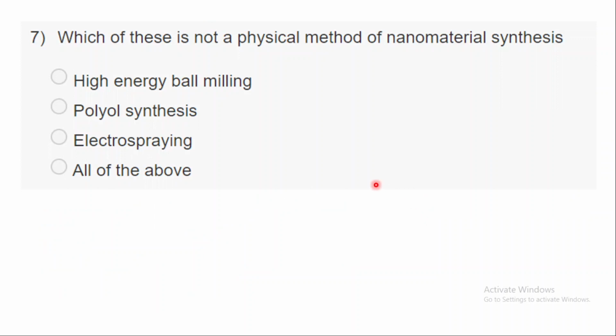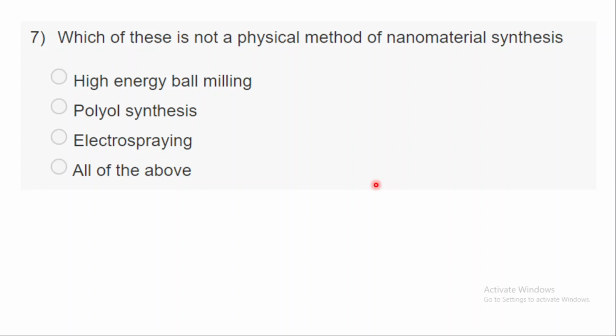Next question, question number 7. Which of these is not a physical method of nanomaterial synthesis? Which of these is not a physical method of nanomaterial synthesis? High energy ball milling, option A. Option B, polyol synthesis. Option C, electrospraying. Option D, all of the above.